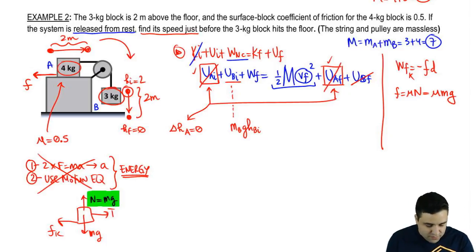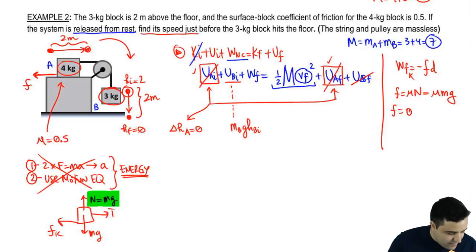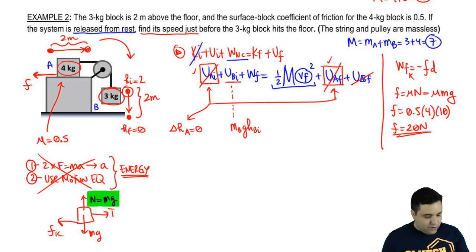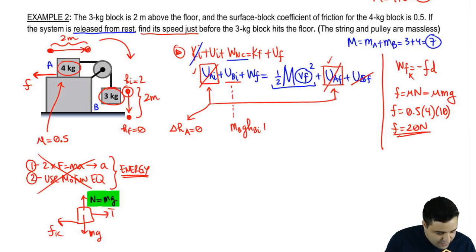And it's the mass of block A, obviously, so it's 4 kilograms. I can calculate this real quick. For friction, mu is 0.5, mass is 4, gravity we're going to round as 10. So friction is simply 20 newtons. And I'm ready to plug this in here. For now, let me just continue here.